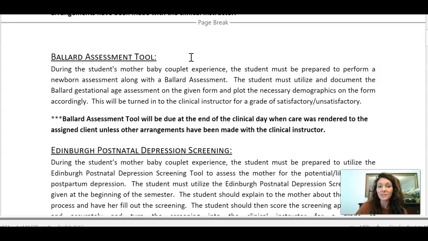The Ballard assessment tool is also linked as a separate document on Moodle. You can print that off. That will be due, as I said, at the end of the clinical day that you performed that assessment. This cannot be done at home, because if you do this at home, then you have falsified the documentation that you have turned in, okay? You can't do this on a virtual patient or a previous patient. This has to be done on the newborn that you take care of during the day.